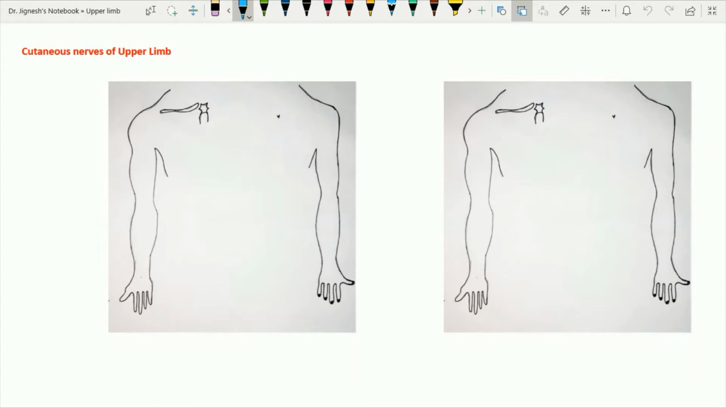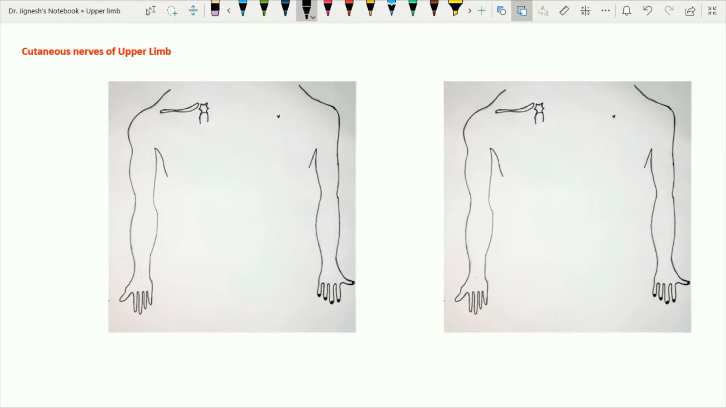For the cutaneous nerves of the upper limb, we can divide the parts of the upper limb into different regions, and then we can see the nerves which are going to supply that particular region. And for that, we divide the upper limb and the nearby area of the upper limb into 9 regions. So for the understanding of the cutaneous nerves of the upper limb, here we can see the figure on the left side, we are going to draw the different regions, and the figure on the right side, we are going to draw the nerves which are going to supply that particular region.